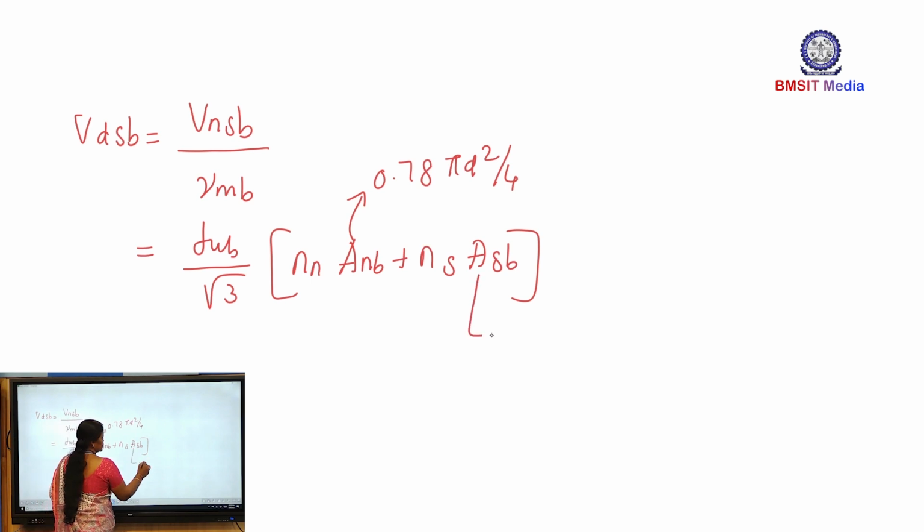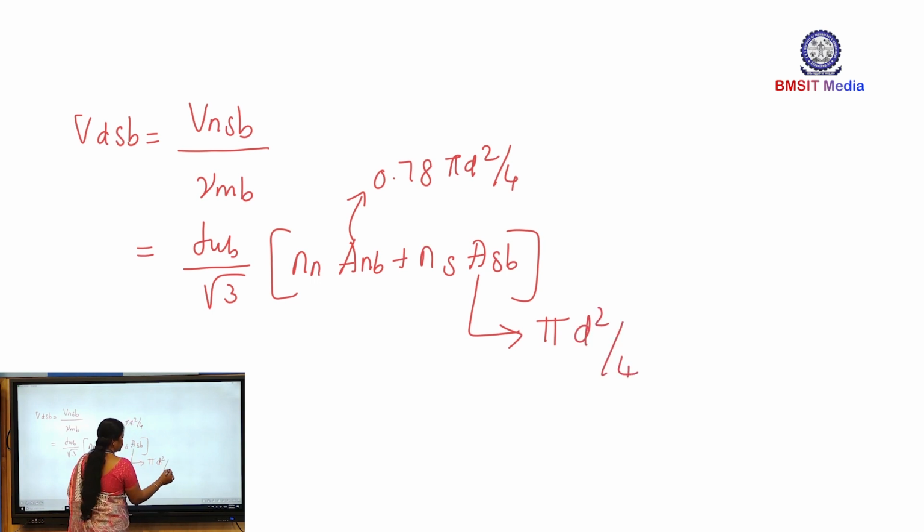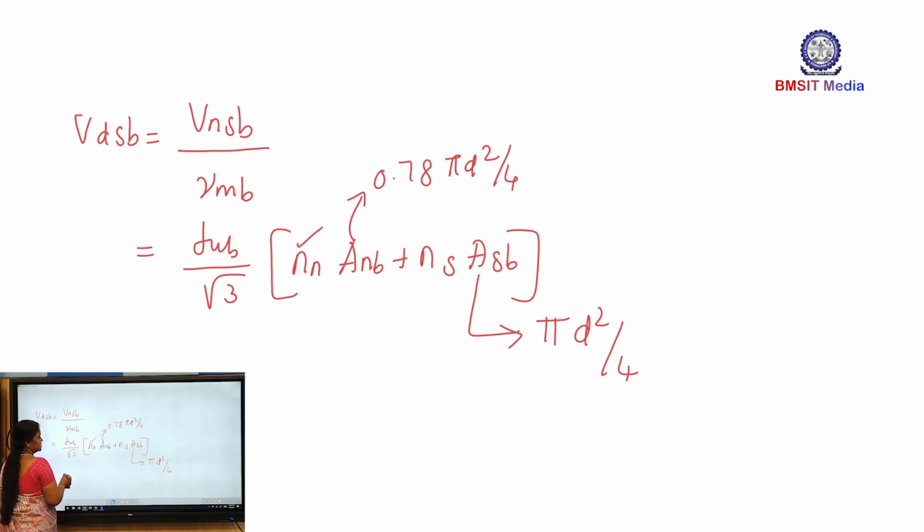So what is ASB? ASB is the shank area of the bolt, the area of the shank, equal to pi d squared divided by 4. And this is FUB, which means the ultimate tensile strength of the bolt. Here NN depends on the number of shear planes. If the shear plane passes through the thread of the bolt, we have to consider this term.